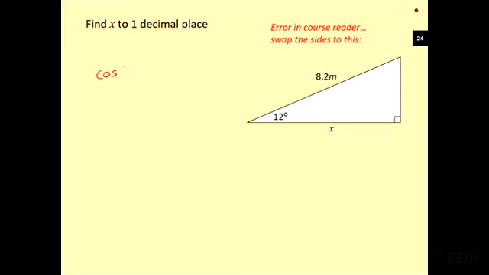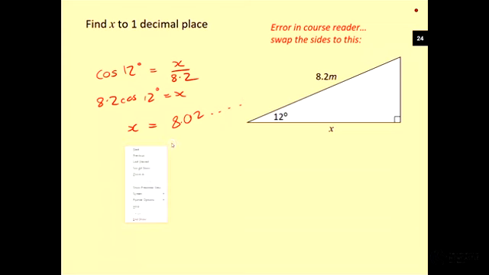Cos of my angle, CAH, equals adjacent, which in this case is x, over the hypotenuse of 8.2. Yep, the 8.2 multiplies over: 8.2 cos 12 degrees equals x. Straight to the calculator. 8.2 cos 12 equals 8.02 and so on. I'm not rounding the zero up. It's just 8.0.